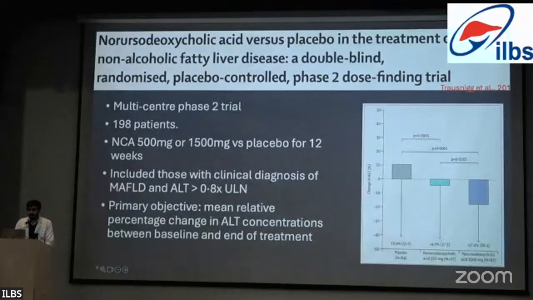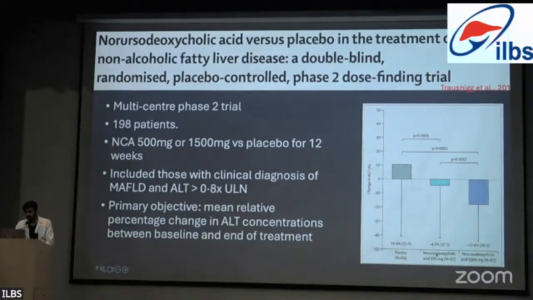Another study has evaluated NOR-UDCA for MAFLD, and this phase 2 trial included 198 patients. These patients were given 500 milligrams or 1500 milligrams of NOR-UDCA versus placebo for a total duration of 12 weeks. They included patients with a clinical diagnosis of MAFLD who had an elevated ALT. Their primary objective was a mean reduction in the ALT concentrations.